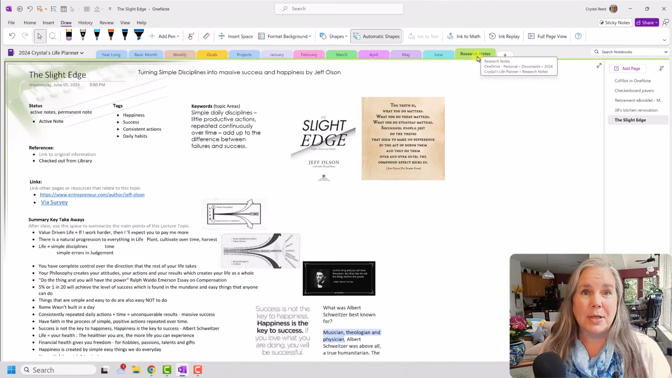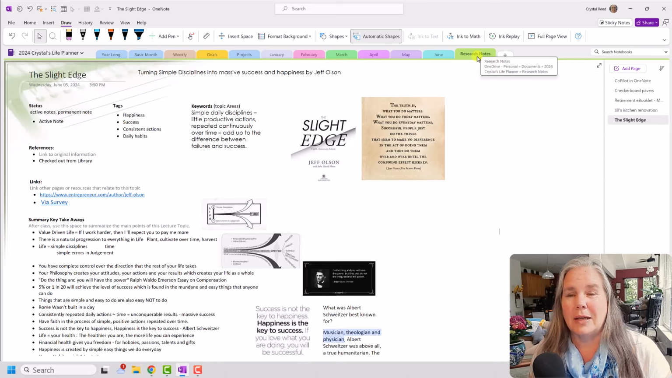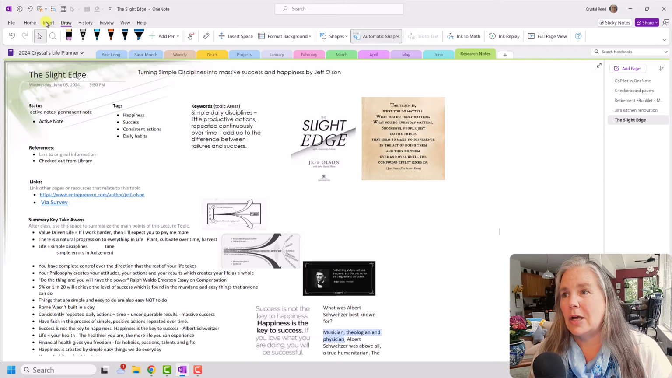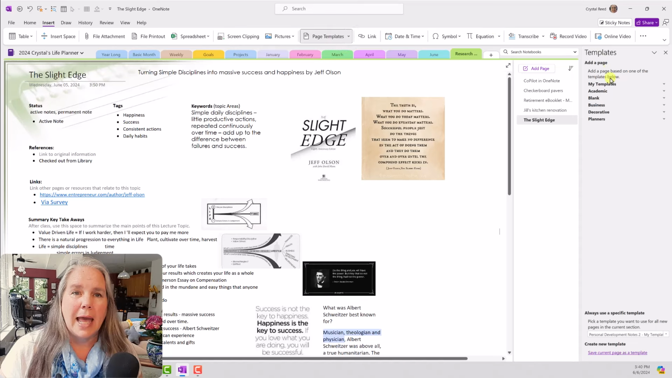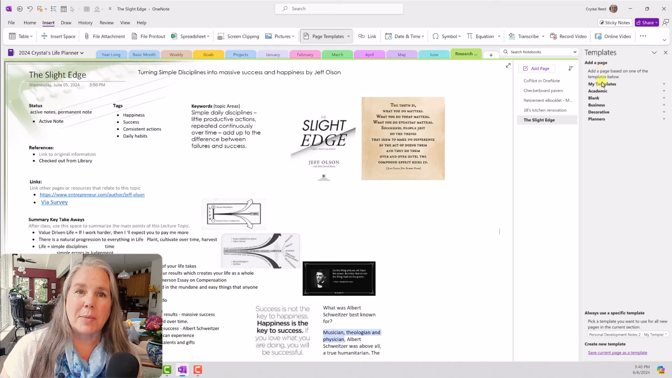I have a separate template for personal development notes. So before we get started with all of the goodies for this book, I want to show you what that template looks like, okay? All right, so let's go to Insert, Page Templates, and on the side over here, you see all of my page templates come up.